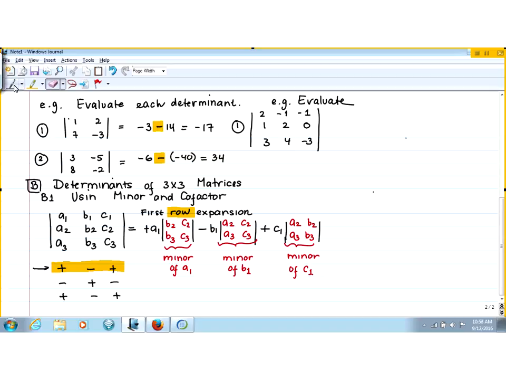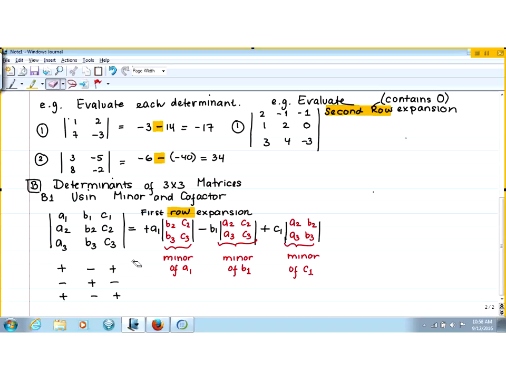So should we do second row expansion? Okay, let's do that to make it easy. So I'm going to write, we are going to use second row expansion. And you know why? Because the second row contains 0, and it makes it easier. Or we could do row 3 expansion, because this contains 0, which makes it a lot easier.